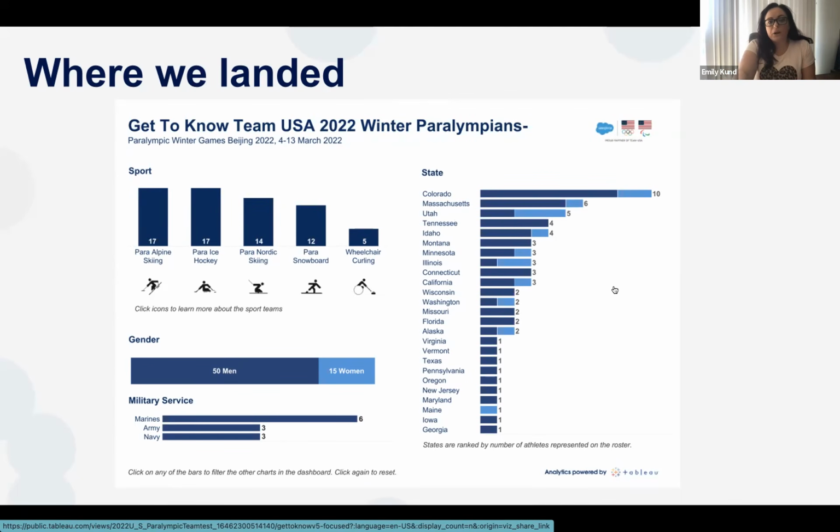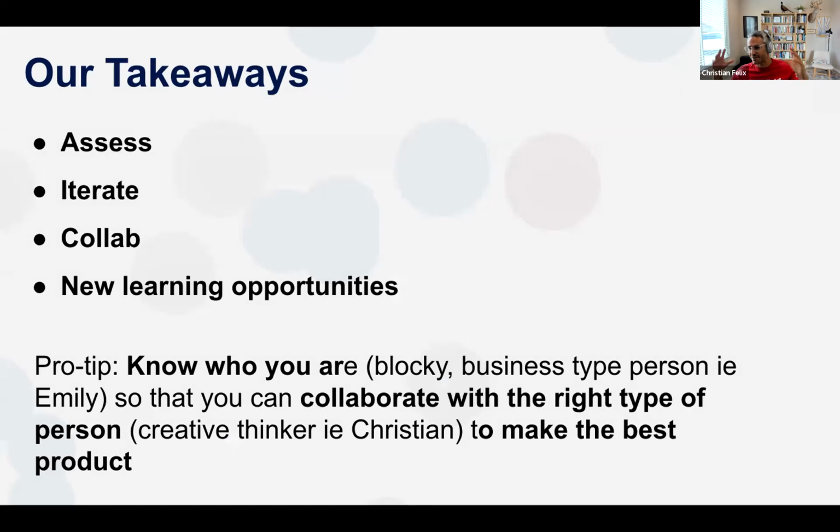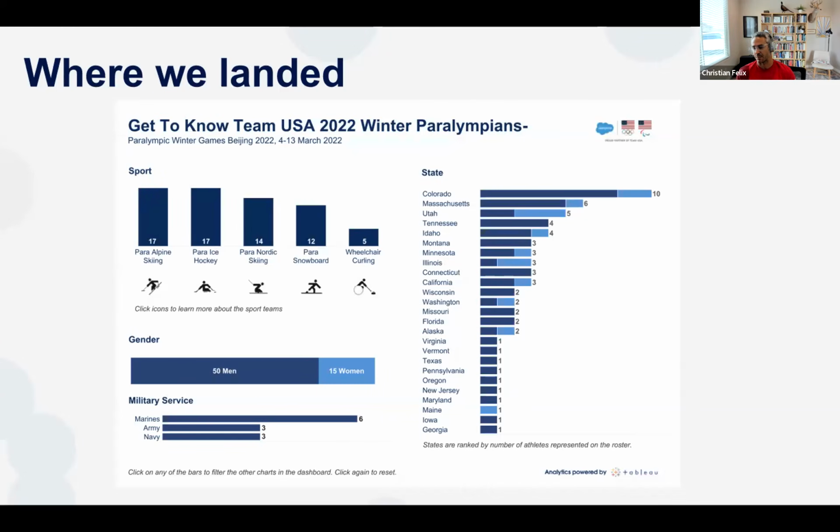And so this is where we landed. I know it's so much better than the cringe viz. It's a lot easier to see the information than where we originally started, and it's accessible. And Christian, it matches everything else very closely in terms of the style guide that Tableau and Salesforce had put out there, not just for the Paralympics, but for the Winter Olympics. So that was a win as well.